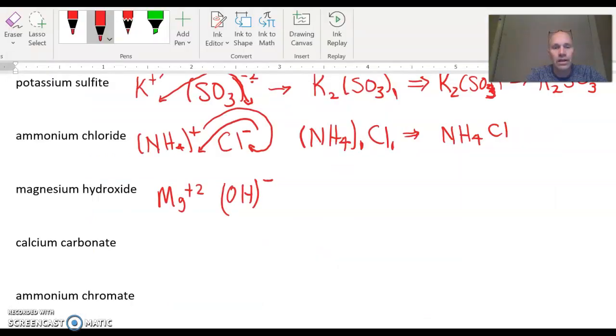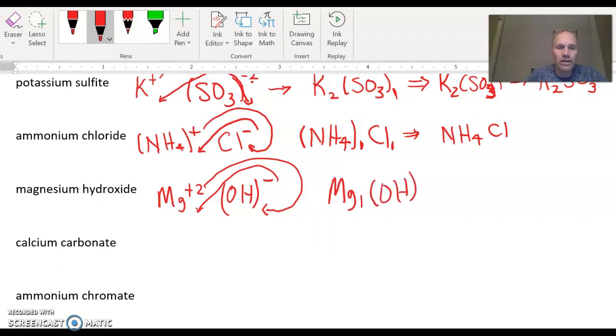So we're going to take this, put it down there. Take this one, put it over here. All right, so that becomes Mg, that's going to be a 1. And then parentheses OH. And notice that we have a 2 that goes down there. So we're going to put the 2 there.